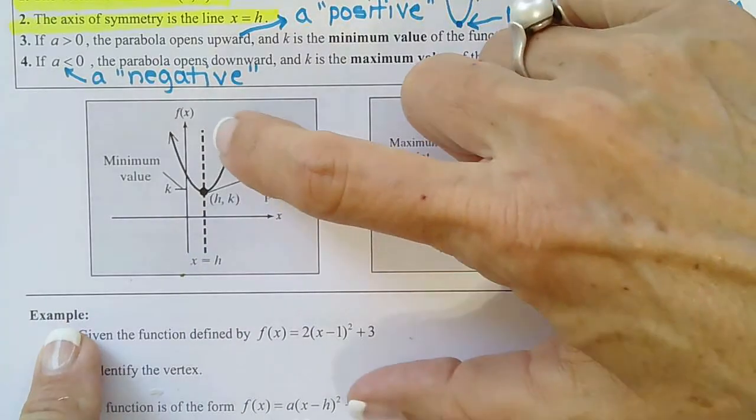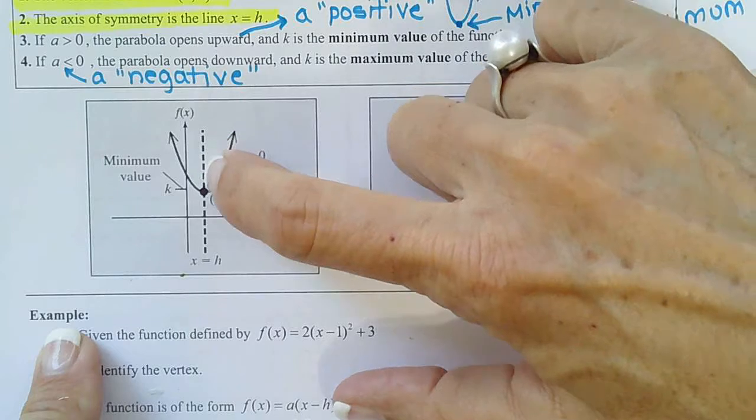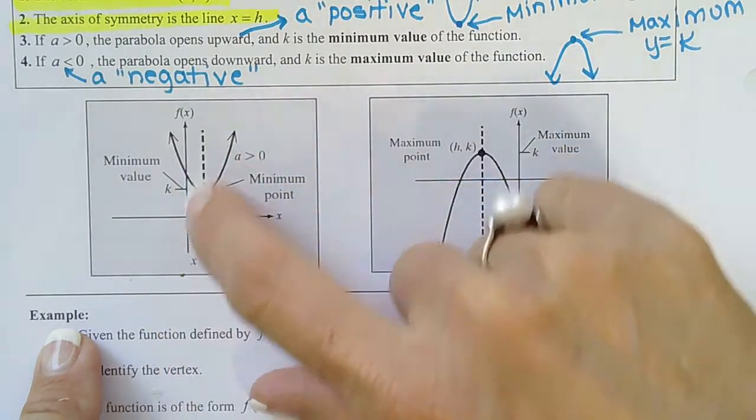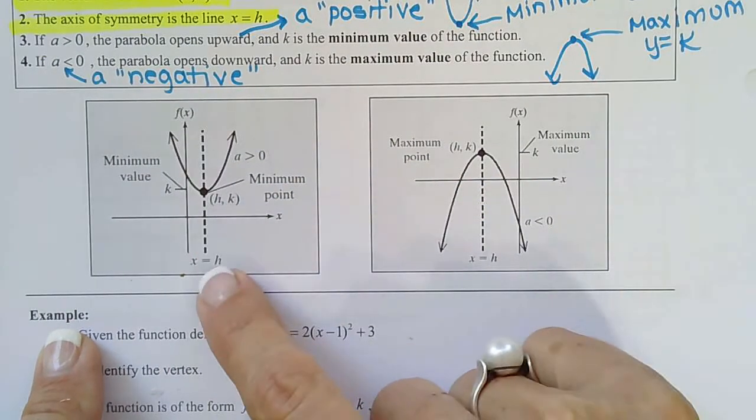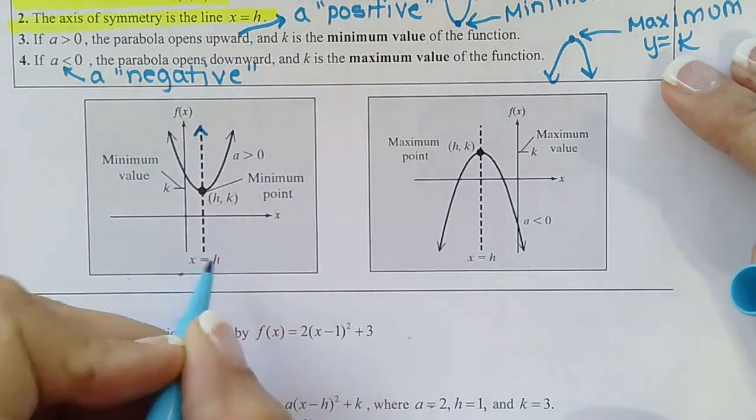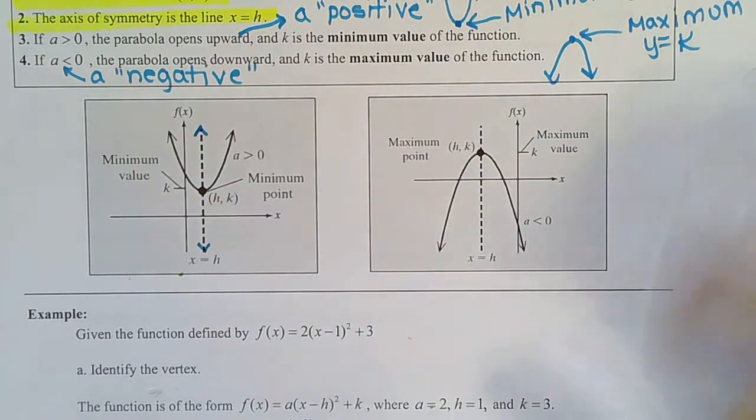And the line of symmetry is always the vertical line that splits the parabola in half. All vertical lines are x equals, and you just look at the vertex to get the x. So x equals h is the vertical line. It should really have arrows on both ends too.